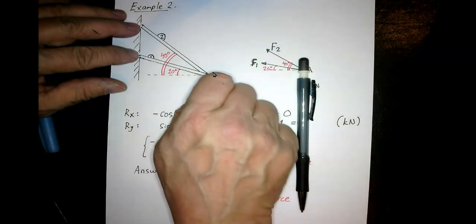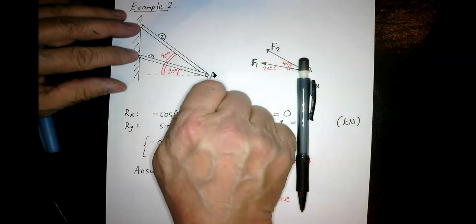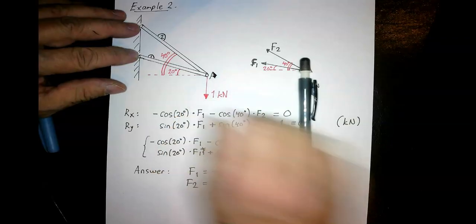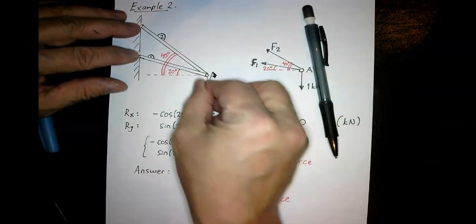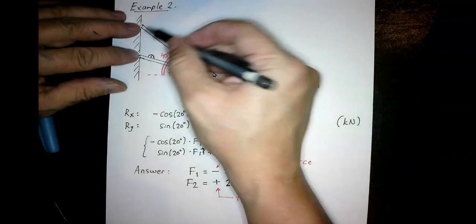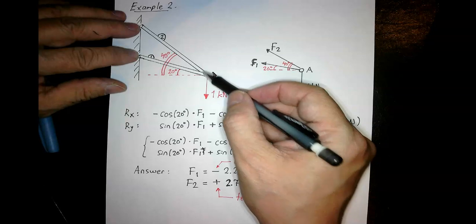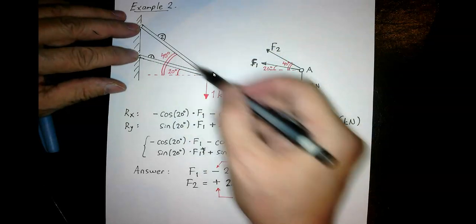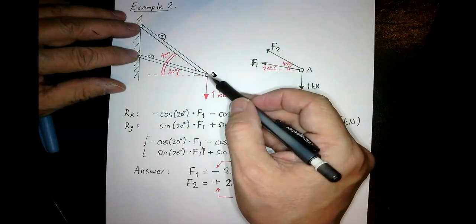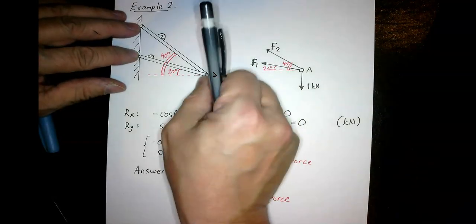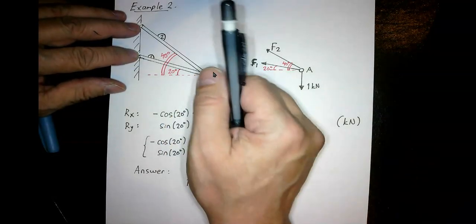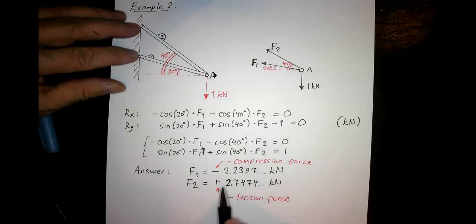And we pull it here, like here. What happens when we pull this? The length of this bar will be bigger, that means that it has a tension force here, as we get in the result.